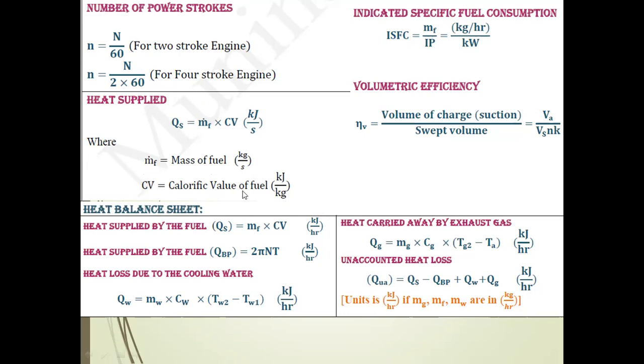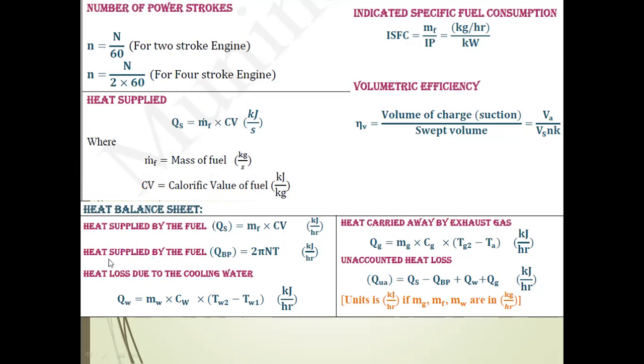Next we go to the heat balance sheet, where you can use these formulas. The first one is the heat supplied by the fuel, that is the heat input. Already I told you that heat supplied is equal to the mass of the fuel into the calorific value of the fuel. Next, as I told earlier, in the heat balance sheet the heat will be carried out in three categories.